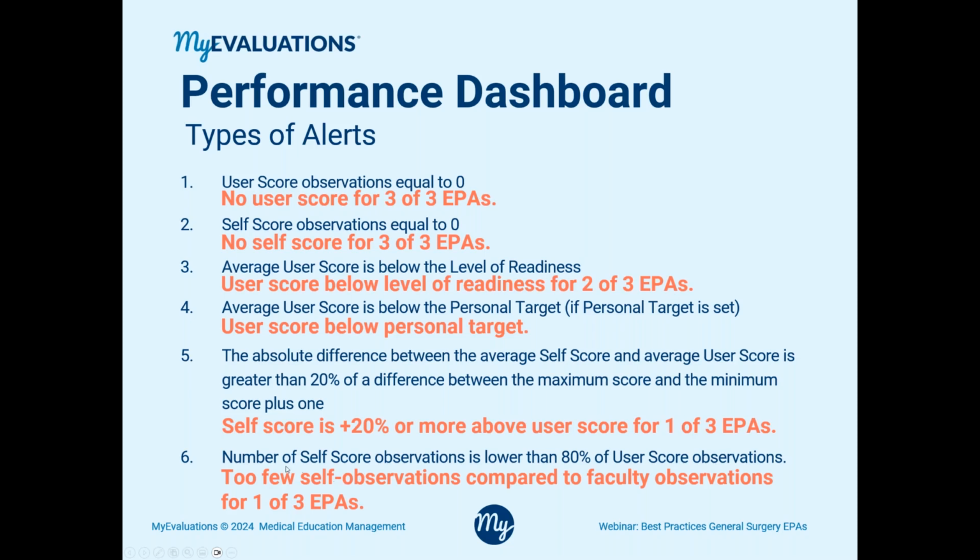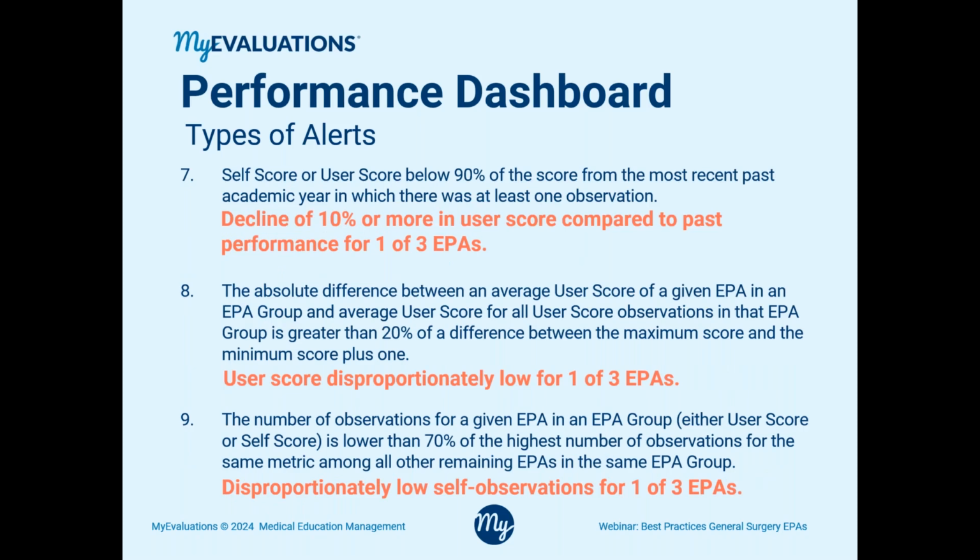Number 6, number of self-observations is lower than 80% of user score observations. So you have a lot of faculty observations, but you don't have any self-observations or too few of them. So it says there are too few self-observations compared to faculty observations for 1 of 3 EPAs.